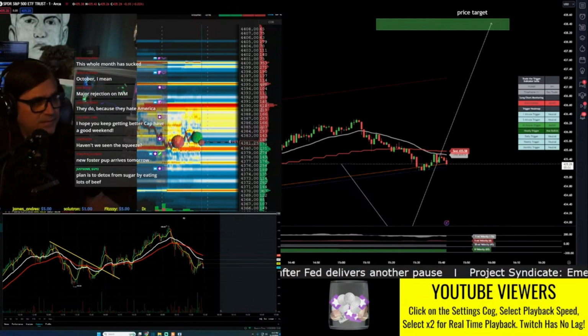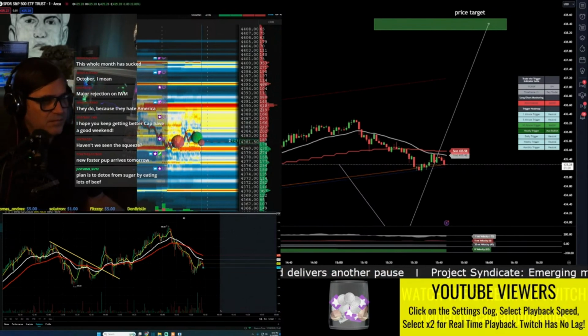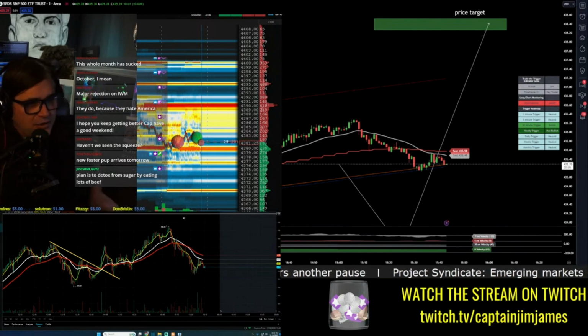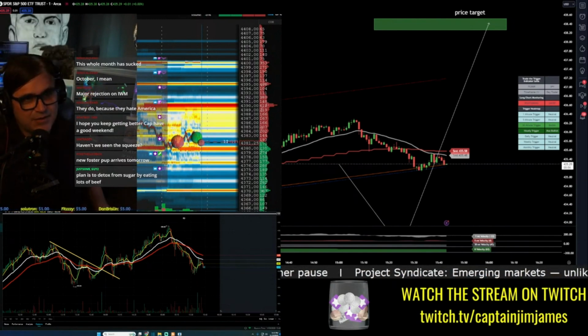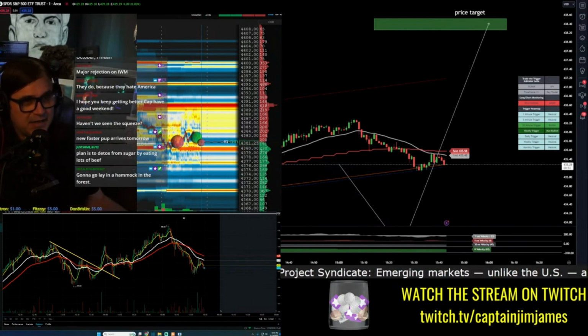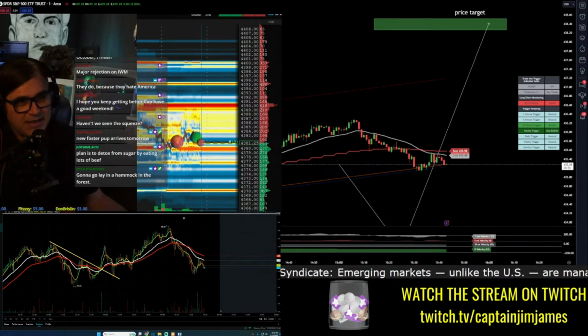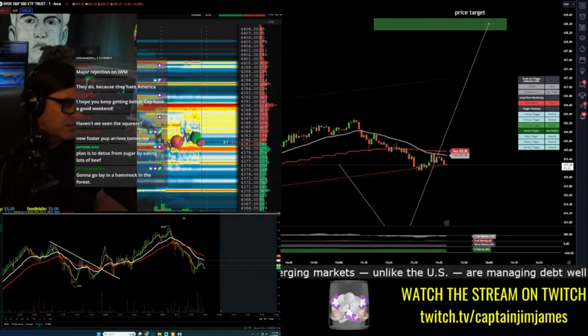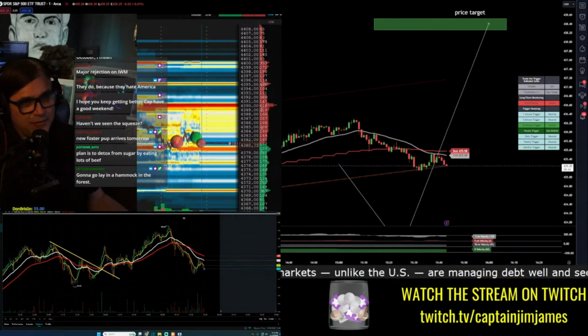Fed's Bostic says a policy shift would be warranted before inflation arrives at 2%. He's saying that as 2% inflation gets closer, the Fed is going to have to weigh interest rate levels.